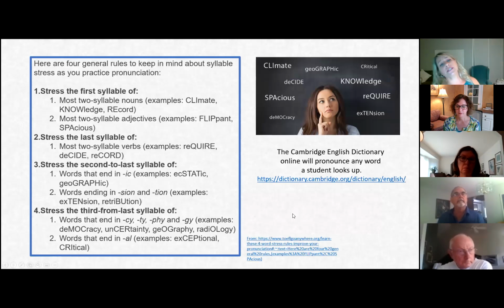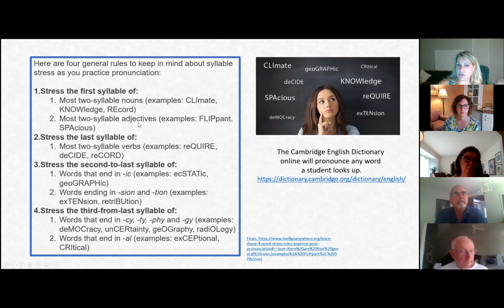So when we talk about syllable stress, to John's point, some words that we say one way in terms of stress, that same word would be said in a different way depending on the part of speech. So we have to be very careful of that and make sure that we tell our students, recognize that these are the differences here. So some of the rules that we have are: most two-syllable nouns have the first syllable stressed. So climate, knowledge, record, okay?